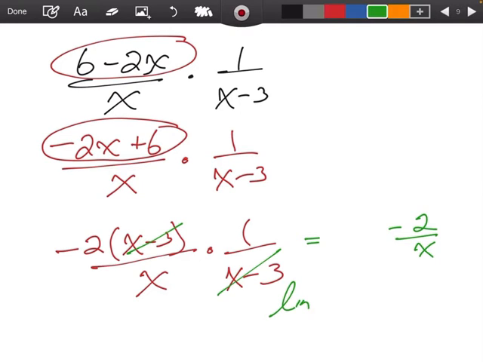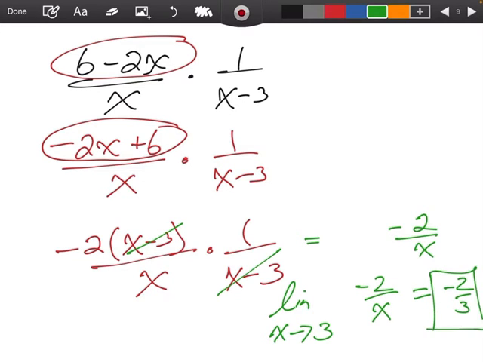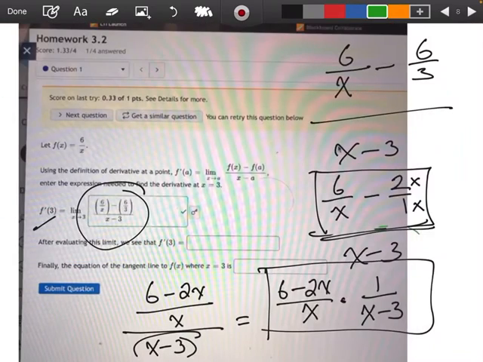And now we're still taking the limit as x approaches 3 of negative 2 over x, and that's going to leave me with a negative 2/3. So right here, y'all, this is going to give me a negative 2/3.